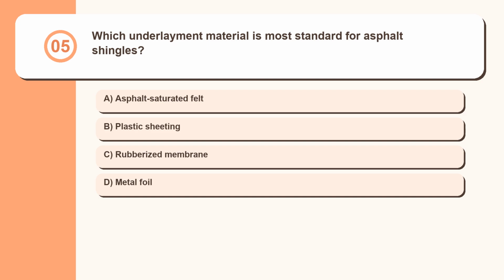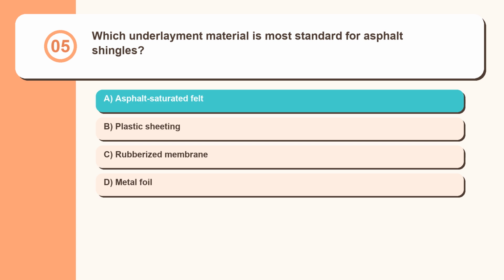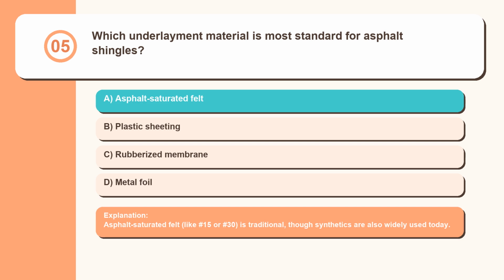Question 5. Which underlayment material is most standard for asphalt shingles? Asphalt saturated felt, plastic sheeting, rubberized membrane, metal foil. Asphalt saturated felt, like number 15 or number 30, is traditional, though synthetics are also widely used today.